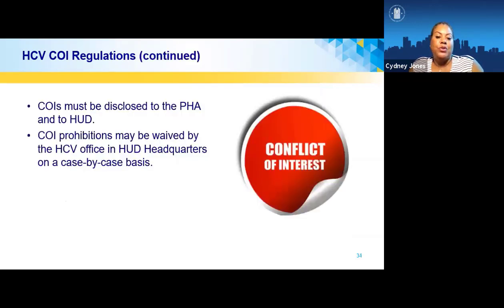So we had that situation with anxious Annie. First and foremost, if there is a conflict of interest, it must be disclosed to the PHA and to HUD. Conflict of interest prohibitions may be waived by the HUD field office or HUD headquarters on a case-by-case basis, okay? We have to notify HUD, and the HUD office will make a determination as to whether or not there's good cause, which might be the case with regard to anxious Annie.